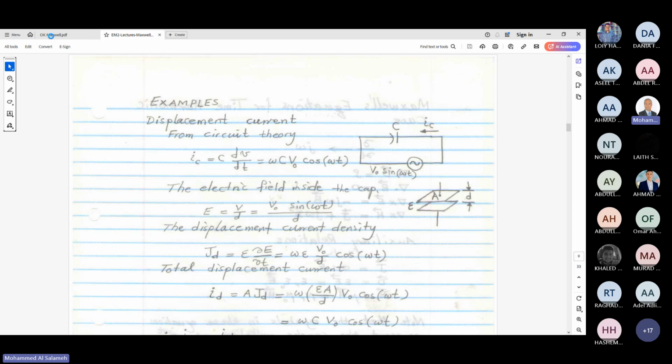This is the first time I am using these typed notes. Previously, I was using handwritten notes, so the typing may have some typo mistakes. Okay, let's continue.